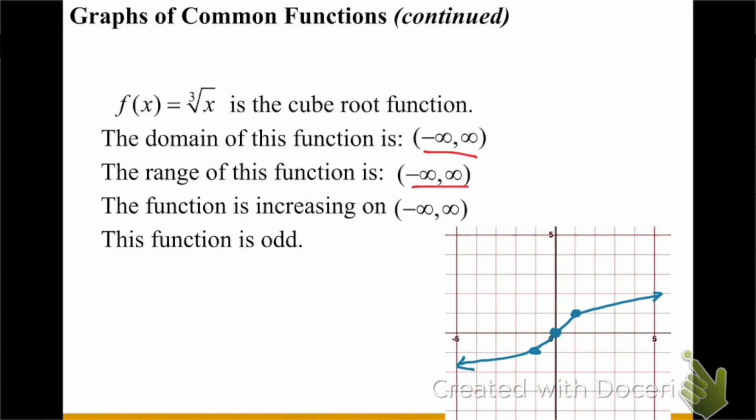And just like the cube graph that was odd and had odd symmetry, if we take this lower left-hand side or left-hand quadrant and rotate it about the origin, it's going to match up perfectly with the top right, making this graph also have odd symmetry.